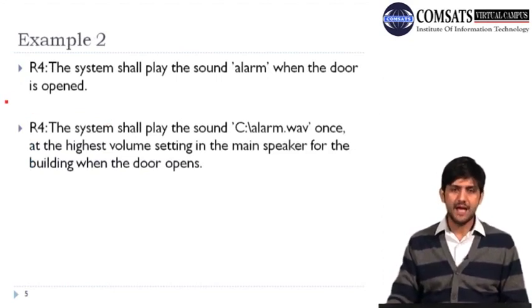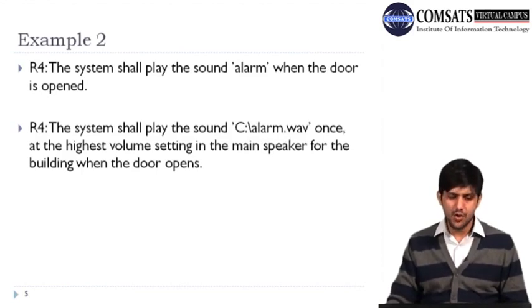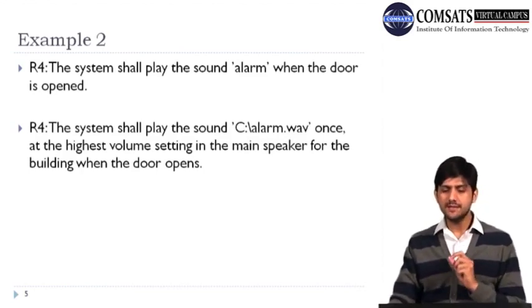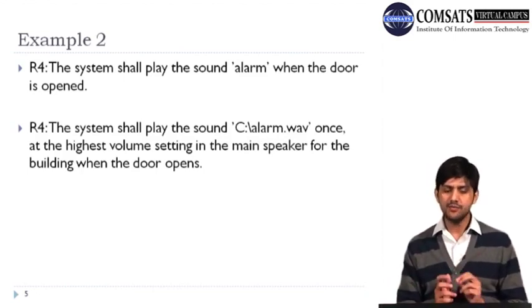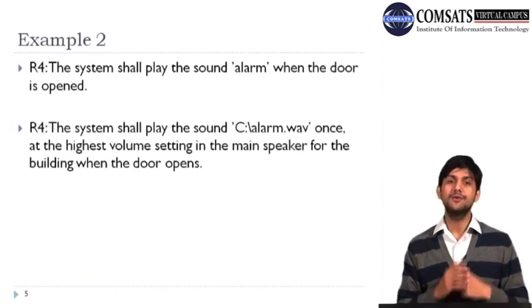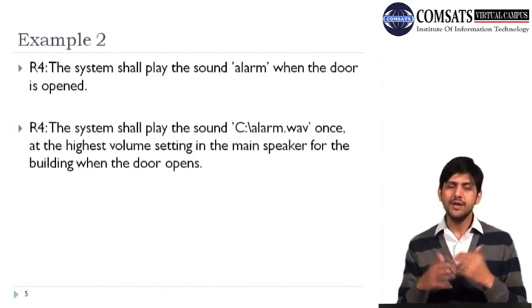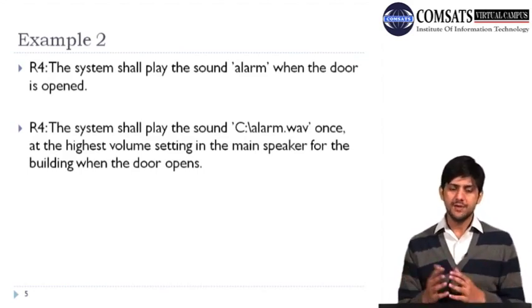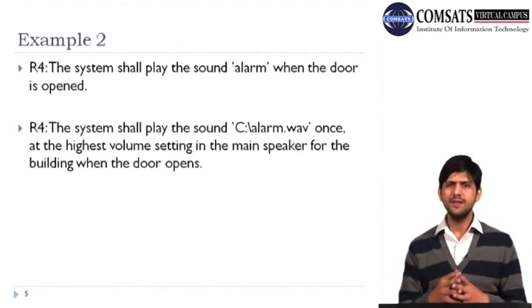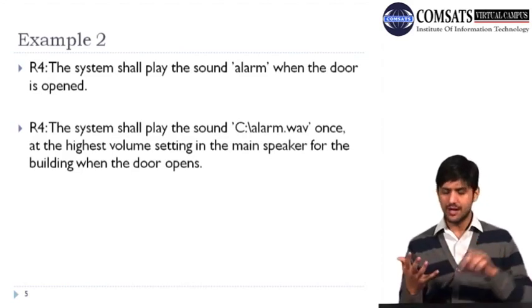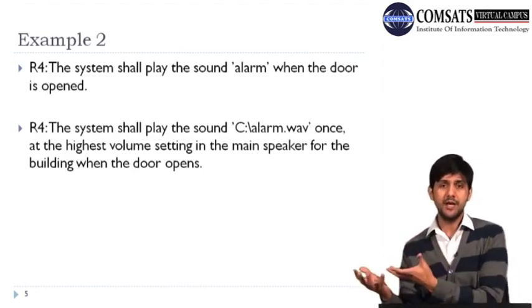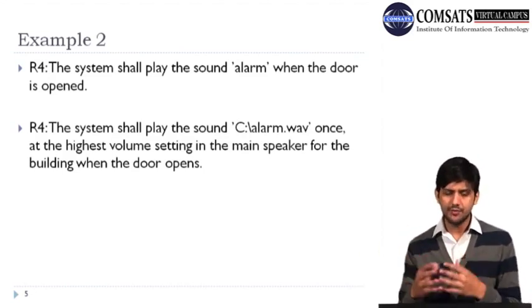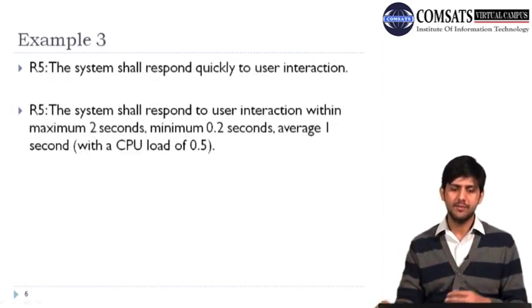Similarly, let's look at example number 2, requirement number 4. The system shall play the sound alarm when the door is opened. The other version says the system shall play the sound, and we are actually telling which alarm to play once, at the highest volume setting, in the main speaker for the building when the door opens. You can see the difference between these two requirements. One is just saying that the system should sound the alarm, and there are lots of ambiguities in it: which sound to play as an alarm, in which speaker it should play, and what should be the volume. So we are putting in more detail about a particular requirement.